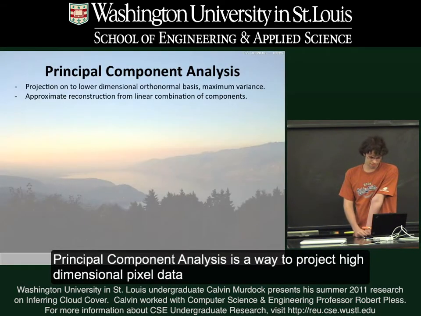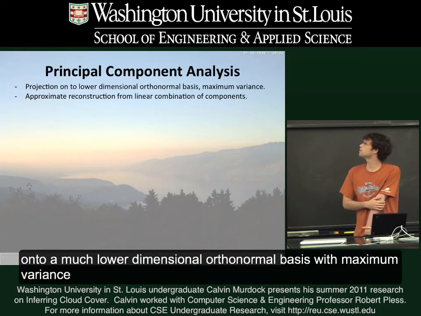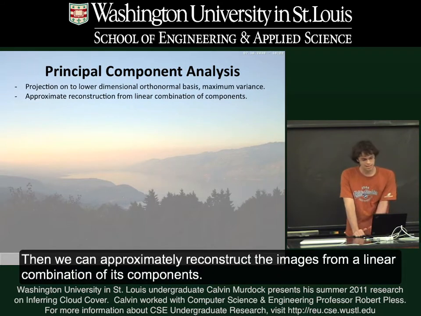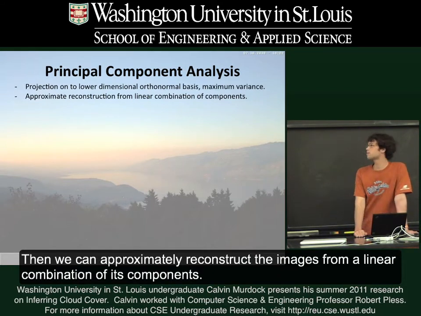First off, principal component analysis is a way to project the high-dimensional pixel data onto a much lower dimensional orthonormal basis with maximum variance. So it's able to best reconstruct the maximum number of images that we could have in our sequence. Then we can approximately reconstruct the images from a linear combination of these components.